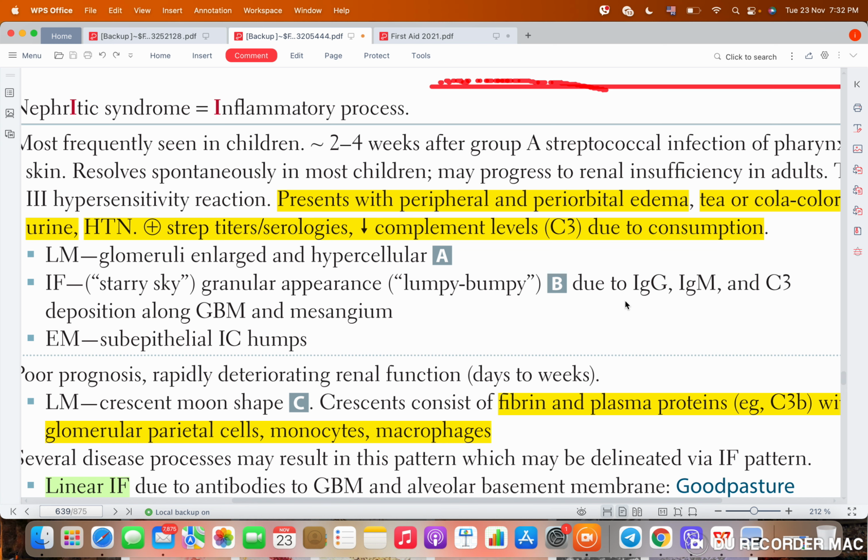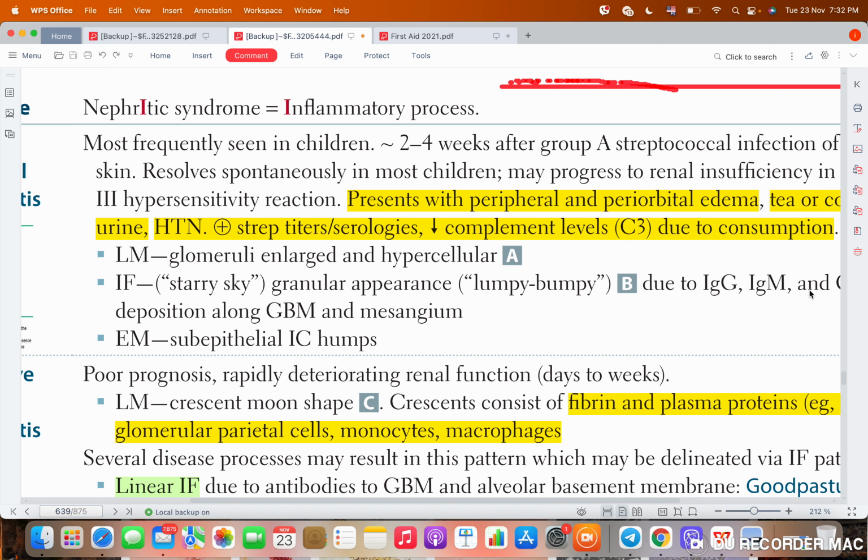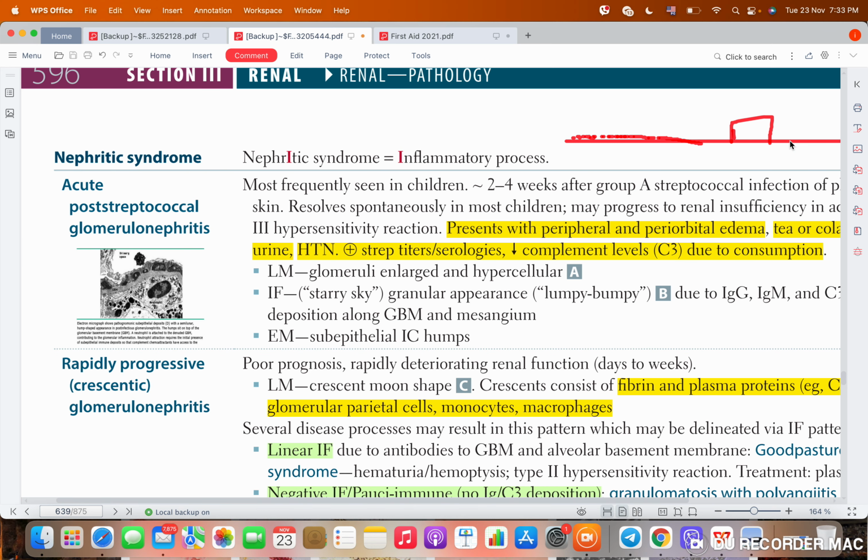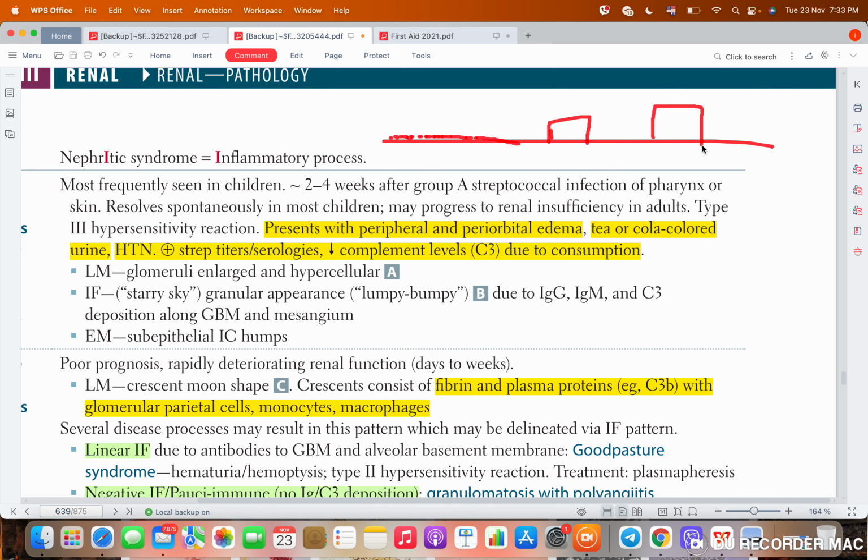It's due to an IgG or an IgM or C3 deposition along the glomerular basement membrane and mesenchyme. Basically, it's like an antigen together with an antibody and a complement going together, making immune complex and depositing on the basement membrane. So here we have the linear pattern, and here we have the immune complex accumulations far away from each other. So these lead to lumpy-bumpy and this lead to linear.